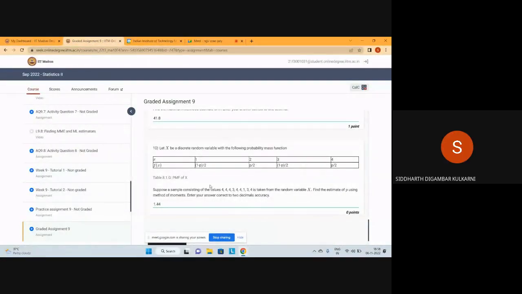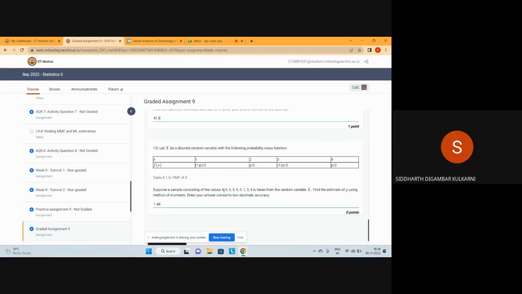Yes. This question number 10 is asking us to calculate the estimate of P using the method of moments. So you're saying 1.44. Yes. P is coming out to be greater than 1, which is not possible. Which means that the probability of 1 is negative, which cannot be possible. So my answer is coming out to be 1.44. Okay, if there is an error in this, we will change that. For now, we cannot do anything.